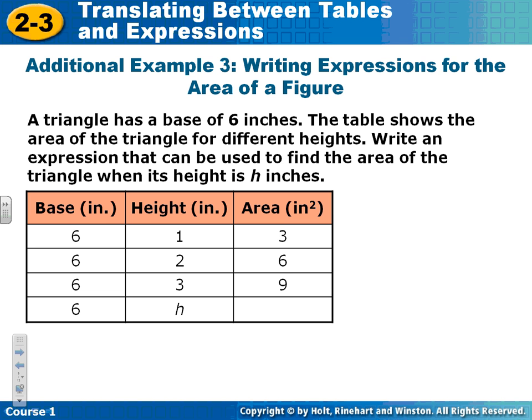Triangle has a base of 6 inches. The table shows the area of the triangle for different heights. Write an expression that can be used to find the area of the triangle when its height is h inches. What are we doing? First of all, do you see any constants here? Yes. What's the constant? The base, okay, so we have a constant. Now, our height is the variable. The base is always 6.